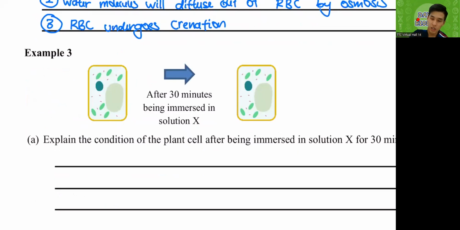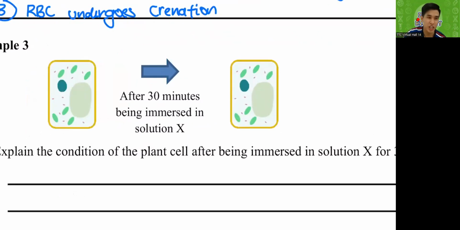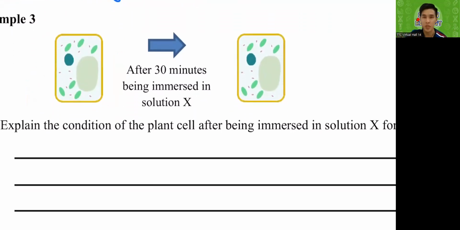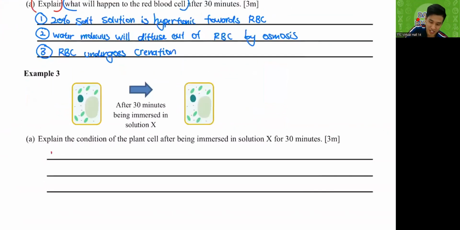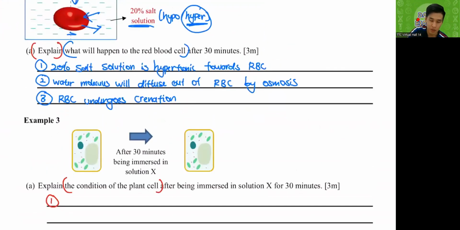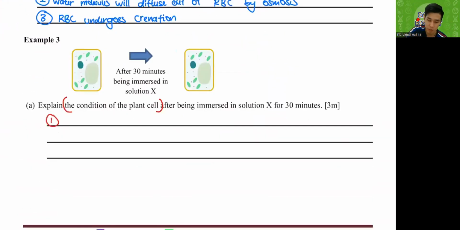Your cell got changed or not? No change. Okay, don't need to see so long. Actually, it's exactly copy and paste the same cell. So yes, the condition, right? Just now I put the condition at the last point, but you can put it at the first point also. You can say the plant cell.